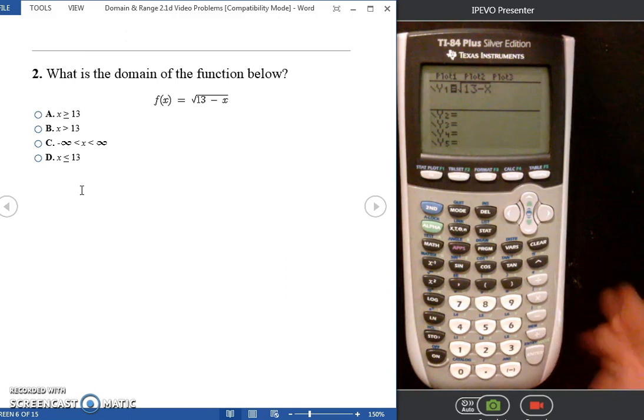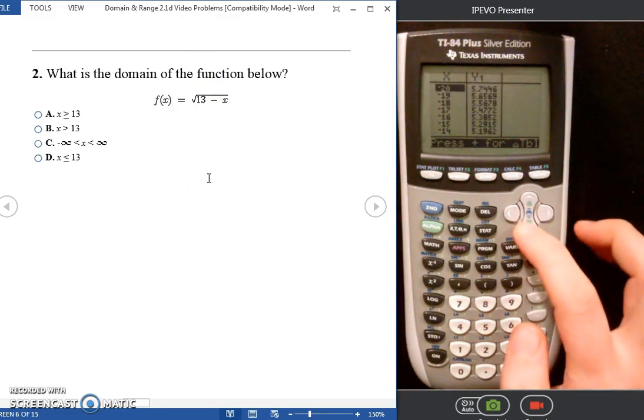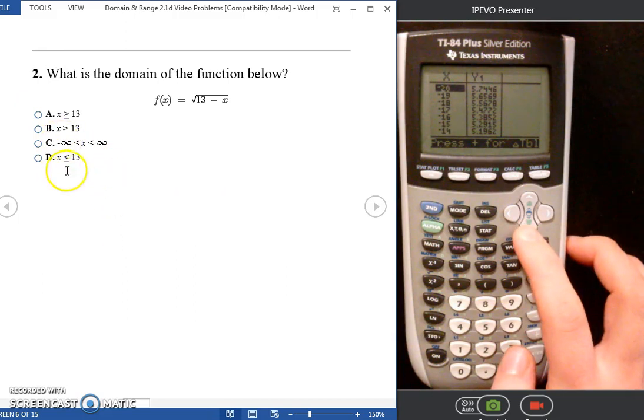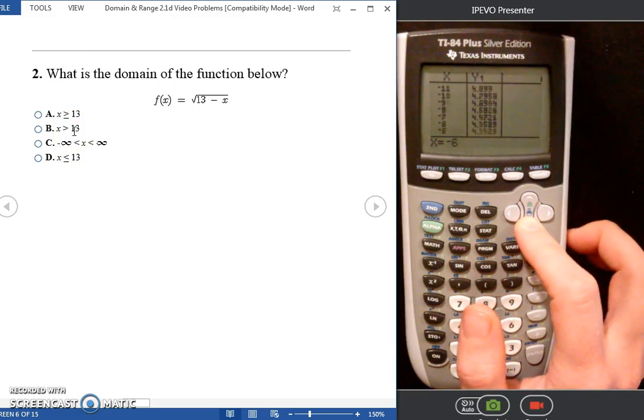And so now that what I have typed in the calculator is the same as what's in my problem, I'm going to press second table. And here, all of my answers either have to do with all numbers, so negative infinity to infinity is all numbers, or they're somewhere around 13. So that means I'm going to, in my x column, because I'm dealing with domain, I'm going to scroll until I see 13.